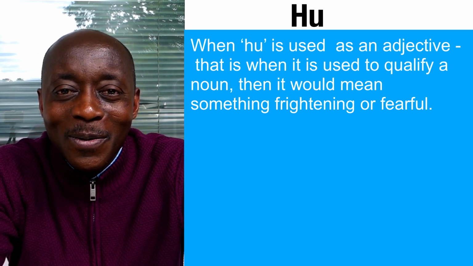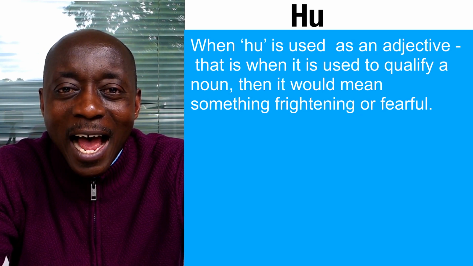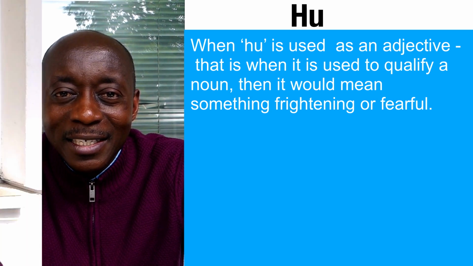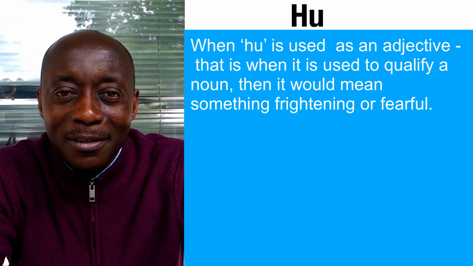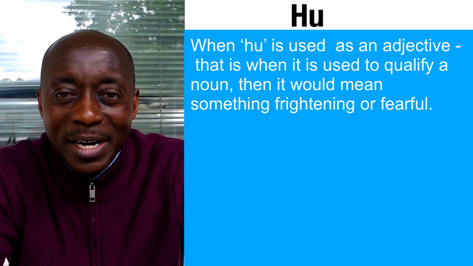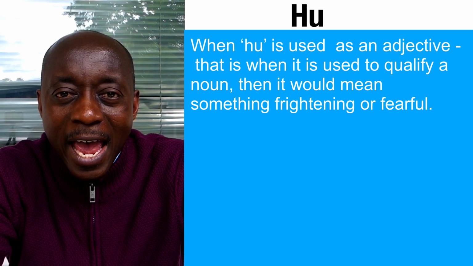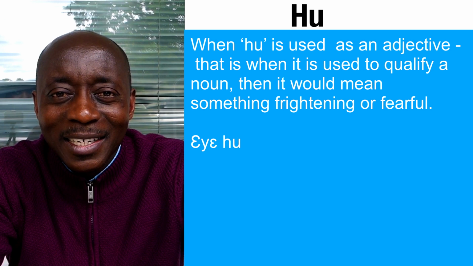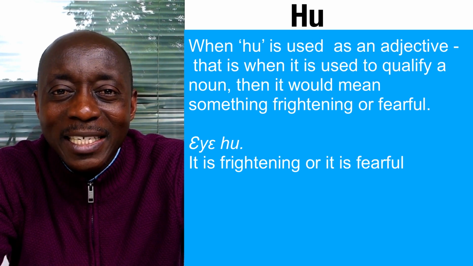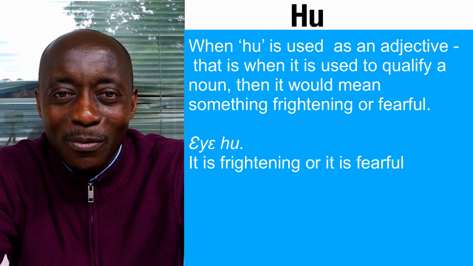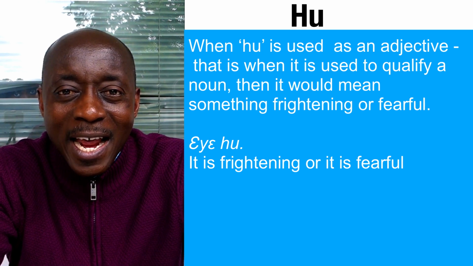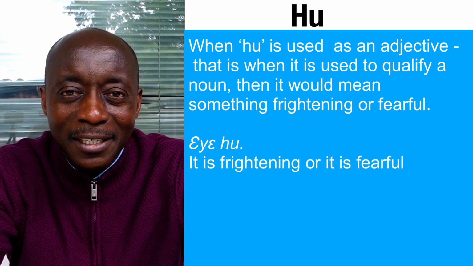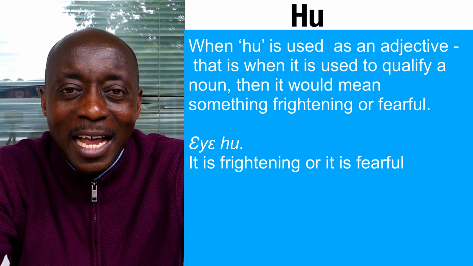However, when hu is used as an adjective, that is when it is used to qualify a noun, then it will mean something frightening or fearful. For instance, if I say eyehu, that is, it is frightening or it is fearful. So you see that here, the hu means something frightening when it is used as an adjective.